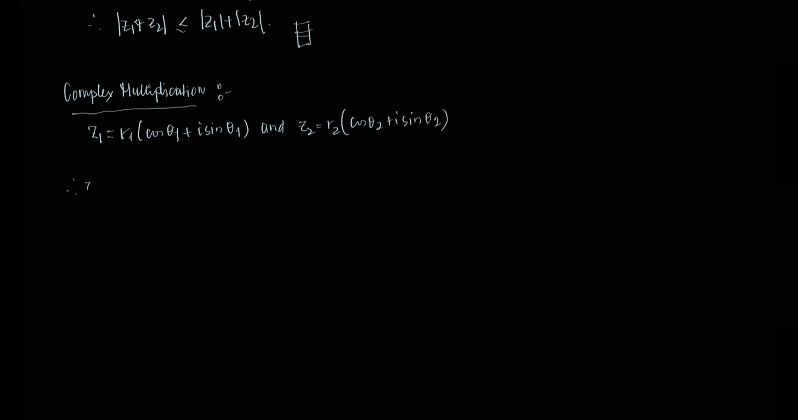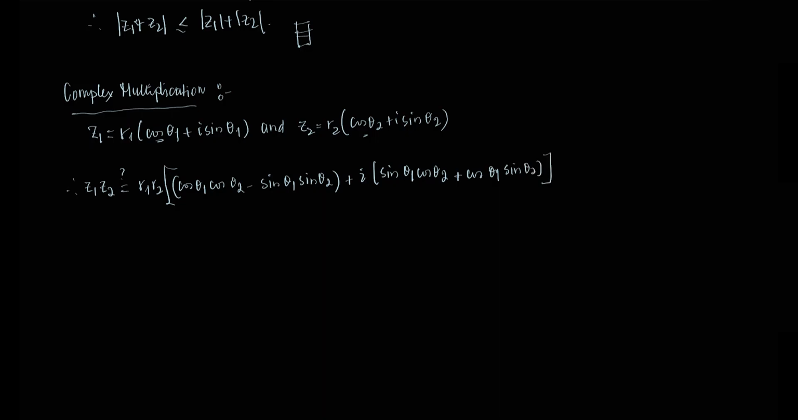Now, what is Z1 Z2? I need to see the multiplication of Z1 and Z2. This multiplication rule we already know. Please check this part. This multiplication turns out to be R1 times R2 (cosine of theta 1 cosine of theta 2 minus sine of theta 1 sine of theta 2). Yes, I'm just multiplying and putting it here. If you are not convinced, please check this part. But this is just the multiplication. Plus i (sine of theta 1 cosine of theta 2 plus cosine of theta 1 sine of theta 2). Yes, that's what we are getting.